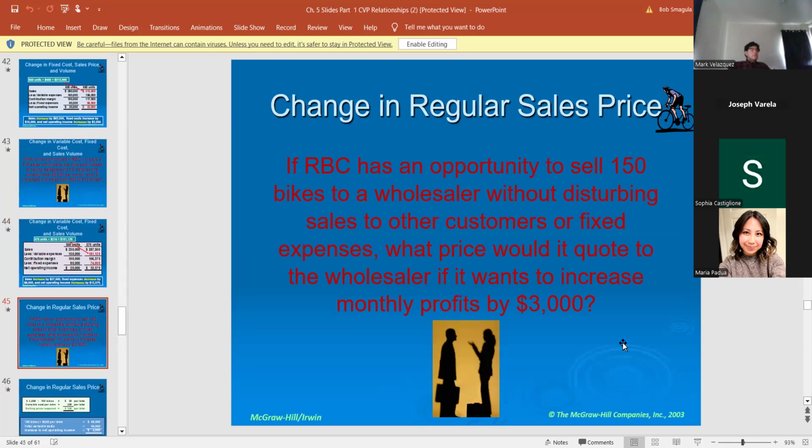Change in the sales price. They have an opportunity to sell 150 to a wholesaler without disturbing sales to other customers or fixed costs. What price would it quote if it wants to increase monthly profits by 3,000?